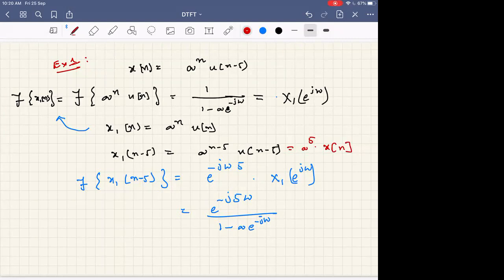Okay. So x of n is this. If I write a power 5 into x of n, what do I get? A power n plus 5 or a power n minus 5? So a power minus 5, sir. Yeah, a power minus 5 into x of n. However, what we need is actually the Fourier transform of x of n. So the Fourier transform, x of e power j omega, is equal to a power minus 5 into x1 of e power j omega.